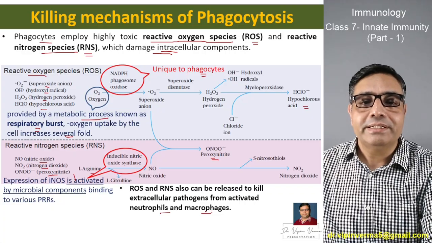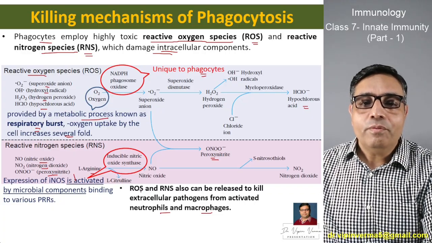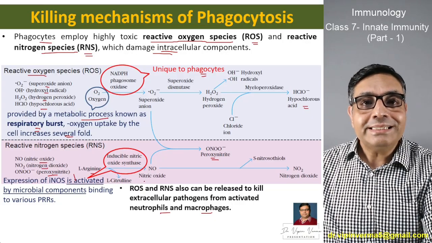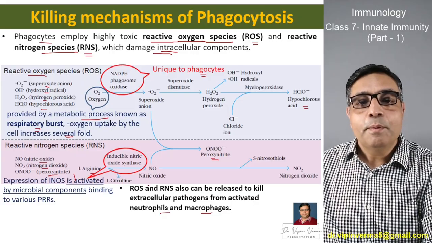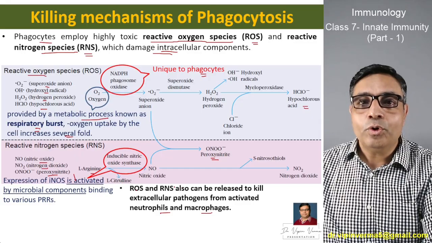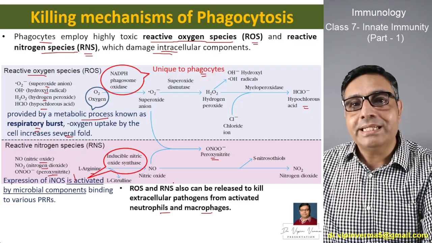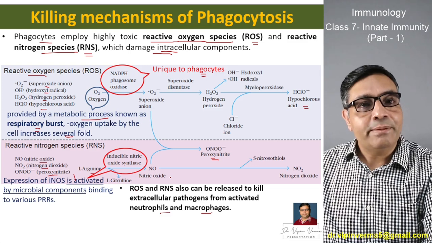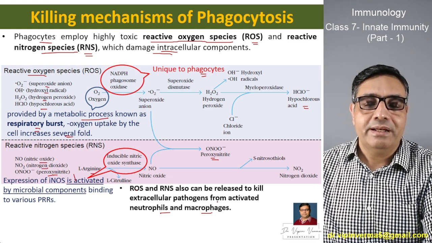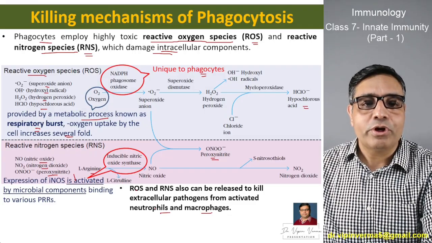Now this is important because till now, what we saw is the intracellular metabolic pathways here. But once these ROS and RNS are generated, they can not only kill the intracellular pathogen, but also they can be released and they can kill the extracellular pathogen as well. Okay, this is a very important point here.